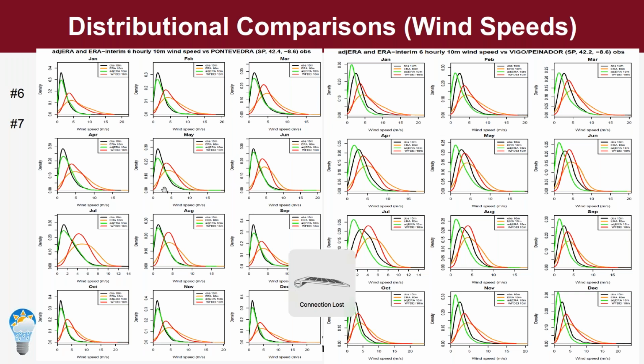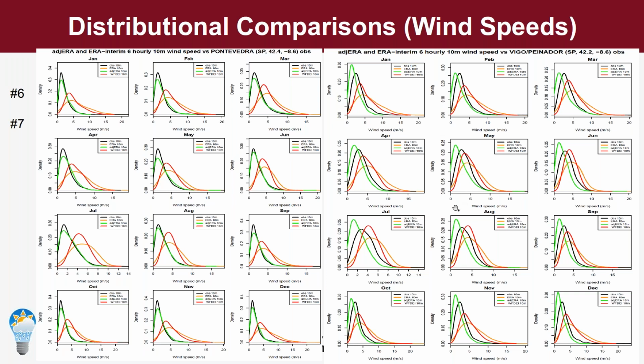Now the red line in these plots means that this is the WFDEI data set. So it's clearly not the same as unadjusted ERA interim, but it's similar, and the distributions are similar. WFDEI is slightly more peaked, slightly more like the observations than the unadjusted ERA interim, but still not as close as our green distribution is to the black observations. So that's Pontevedra, and this is a station that seems to be working quite well. And a lot of the stations look like this around Europe.